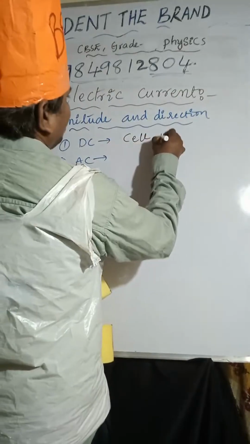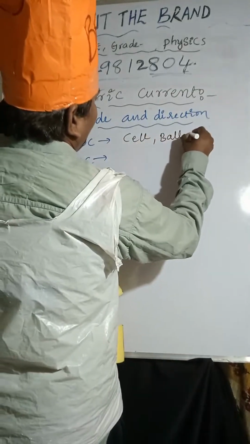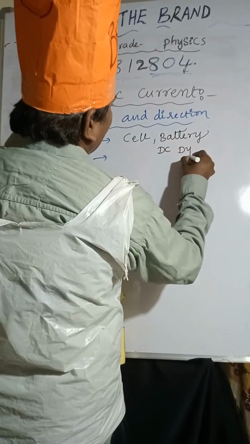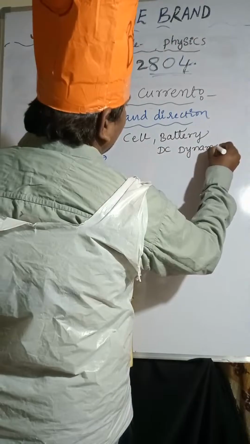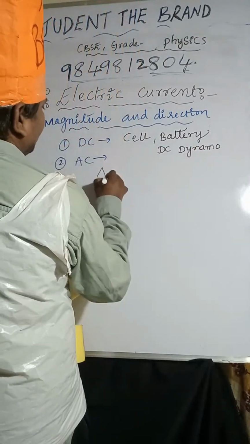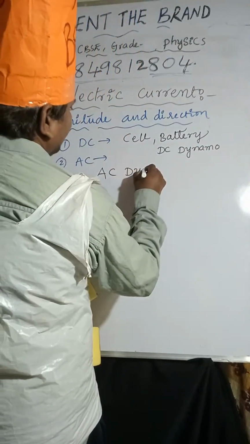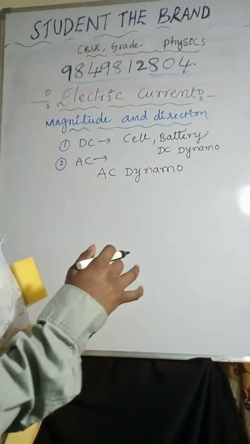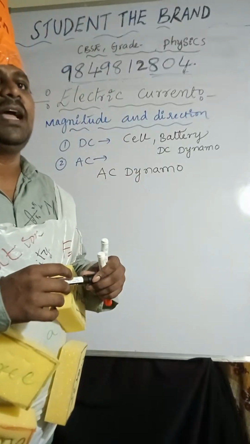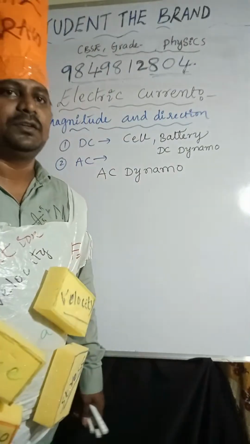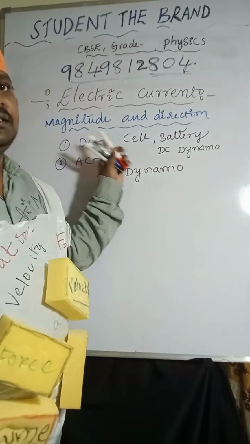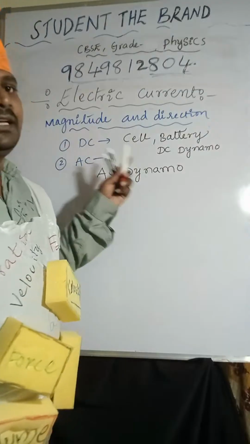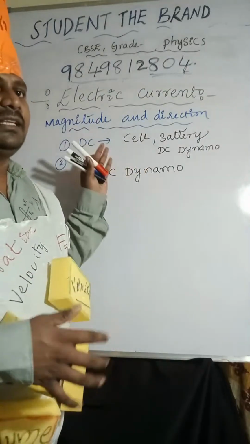cell, battery, and DC dynamo. Coming to alternating current, AC dynamo. So based on magnitude and direction, current can be divided into two parts: direct current, with cell, battery, DC dynamo, and alternating current, with AC dynamo. These are the examples.